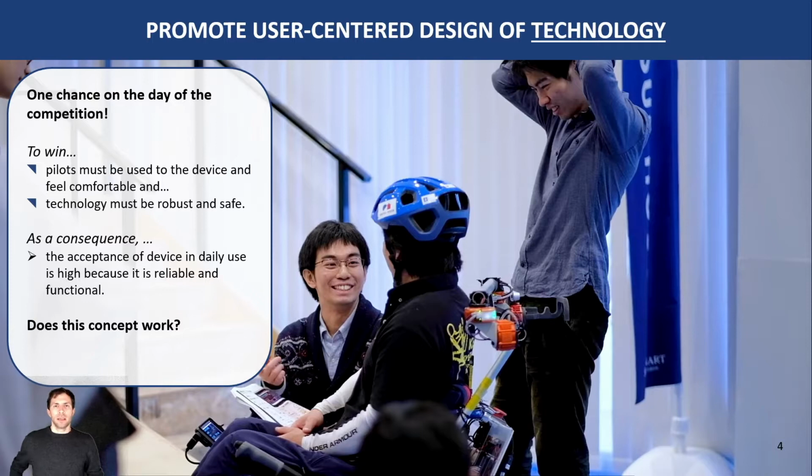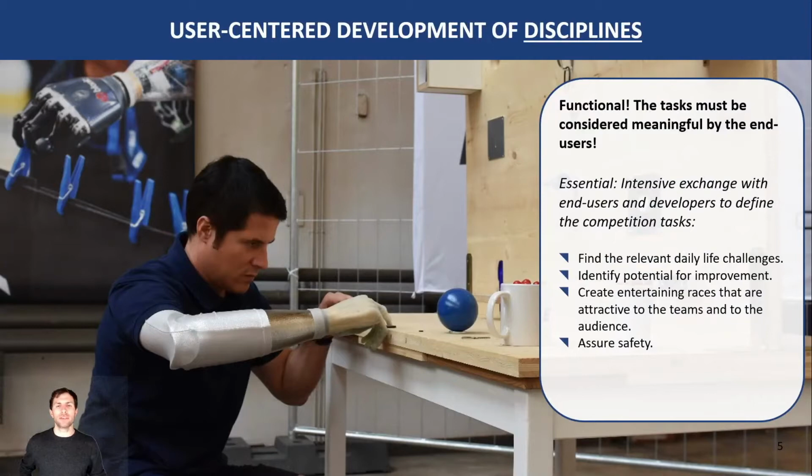A further very critical aspect is that the competitions actually represent daily life challenges which people with disabilities encounter in daily life, to make sure that the technology is highly functional. So for us, it is highly important to have an extensive exchange with the end users, to be aware of their needs and expectations from the technology, and at the same time to be in intense exchange with the developers of the technology to know where the field and the developments are heading.